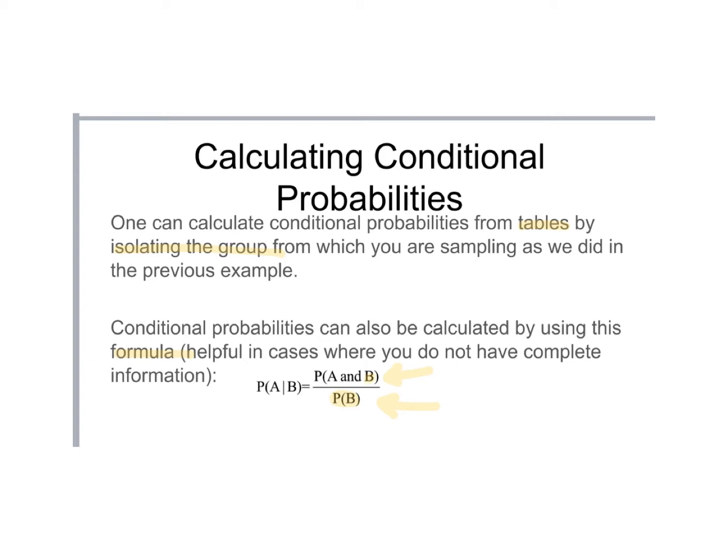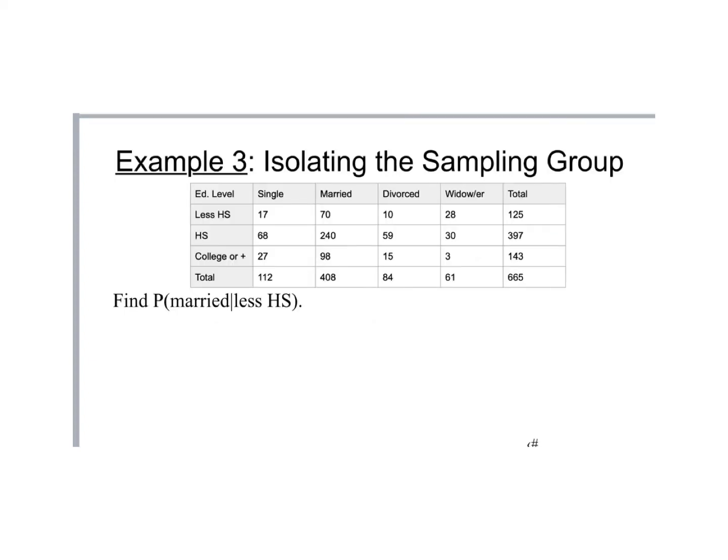So that matches. Okay, so we're going to do this calculation both ways. This first one is from the table, so we're going to isolate the sampling group. We're asked to find the probability a person is married given that they have less than a high school education. So remember, the group that we're taking this out of or focusing on is the people that have less than a high school education.